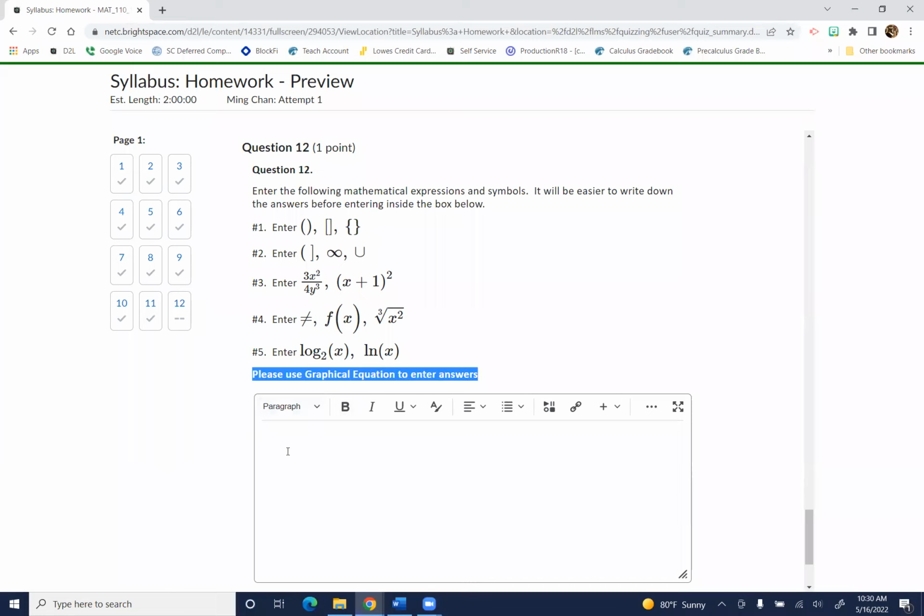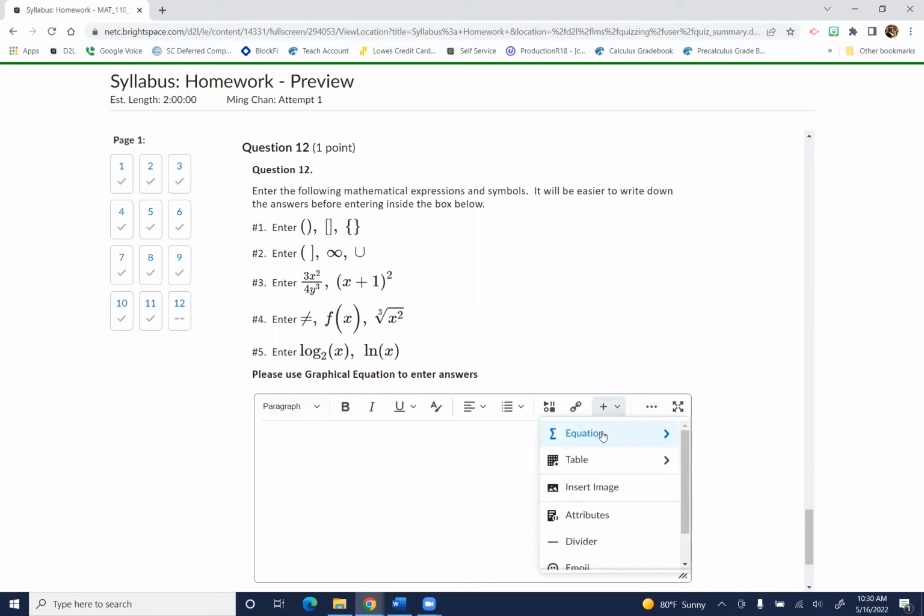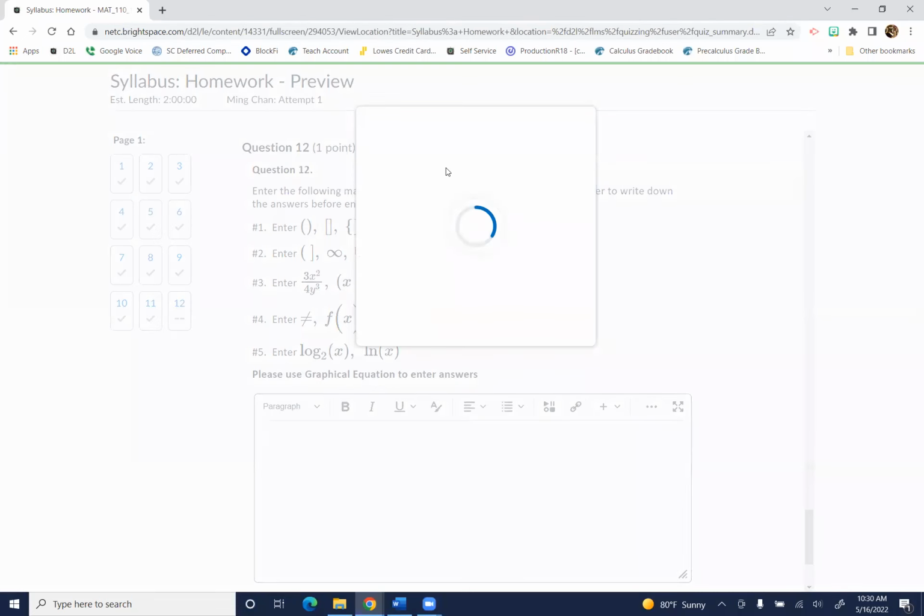Make sure you do. Okay, so like this fraction right here, you cannot say 3/4. That will be counted as incorrect. If it's asking you to use graphical equation to enter answers, then please do so. All right, so number one, so let's go to the plus sign, equation, graphical equation.